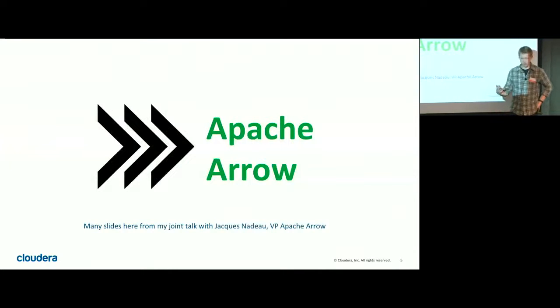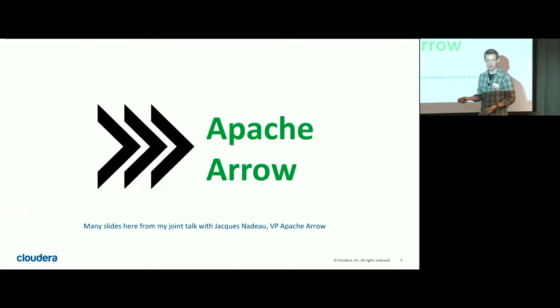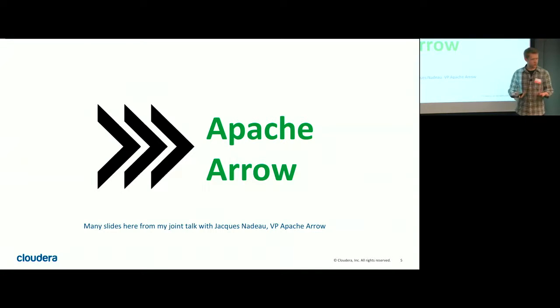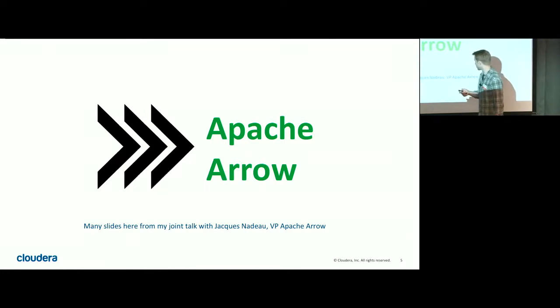So the point of this talk is to talk about Apache Arrow, some of the technical details, and to show you what it will lead to, and how it will impact your life in a positive way. A bunch of these slides are from my Strata talk, which I gave with Jacques Nadeau, who's the VP of Apache Drill. The Drill project played a major role in helping Arrow come about, so I'm very indebted to them for helping get this project off the ground.